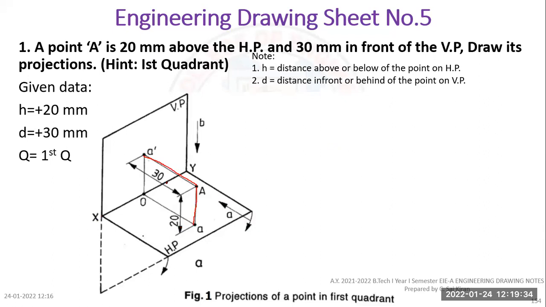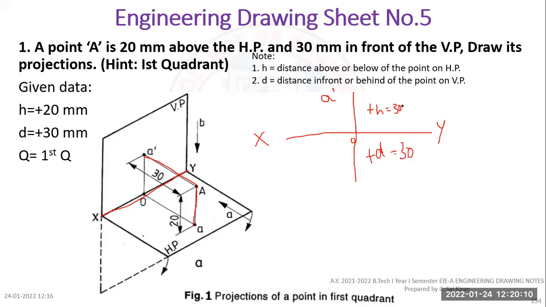First I have to draw my XY line. This XY line is joining the vertical plane and horizontal plane. So first draw the XY line and mark a center O, and give the H distance. Whenever H is positive, it will be above the XY line, and you have to mark this as A dash. And below, you have to mark the positive D distance, which is 30 mm.